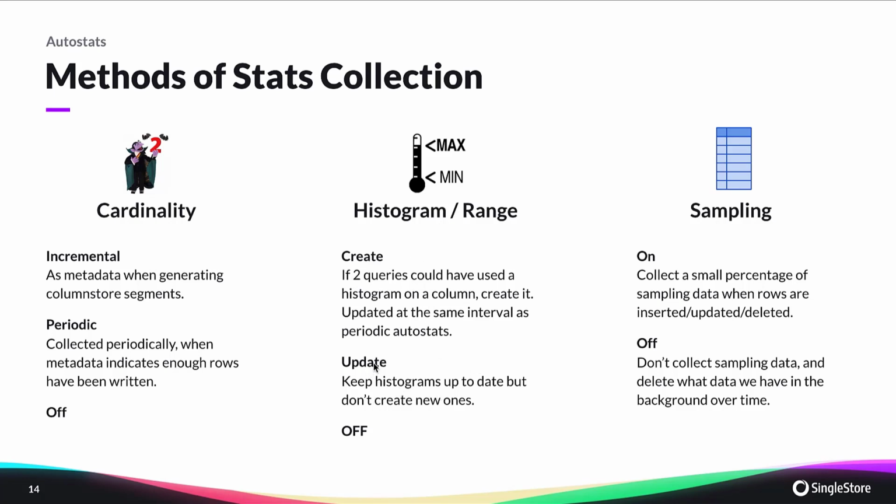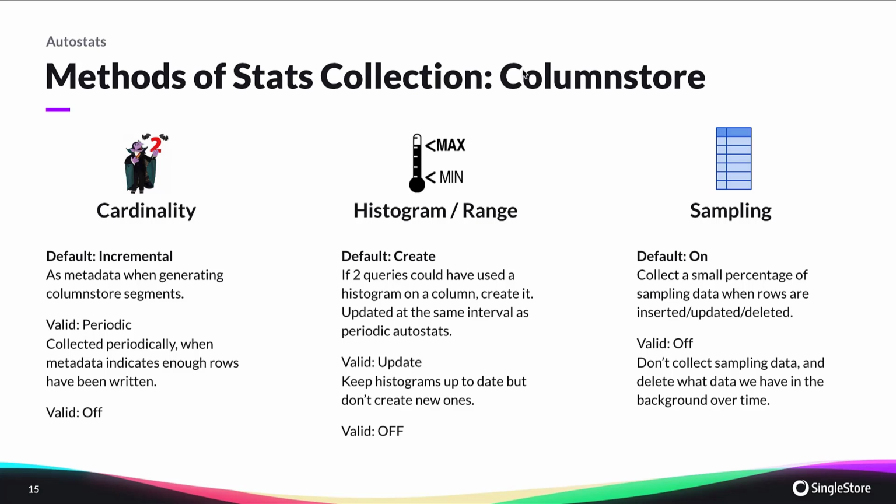Alternatively, if you don't want a lot of histograms being created because they can consume some memory, then you can say, okay, don't make new ones, but for any ones that I already have, just keep them up to date. And these will be updated on the same schedule as the periodic autostats. Or you can just set them to off. And then finally, sampling stats. These are collected, like I was saying, during the writing of data to tables, and you can either set it to on or off.